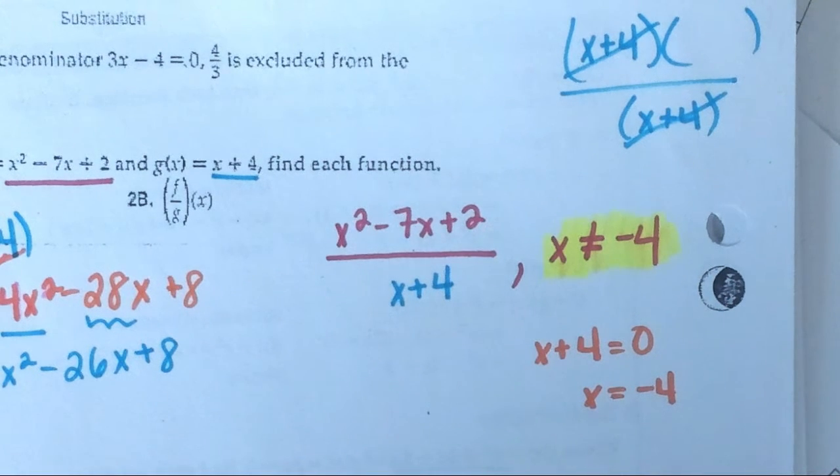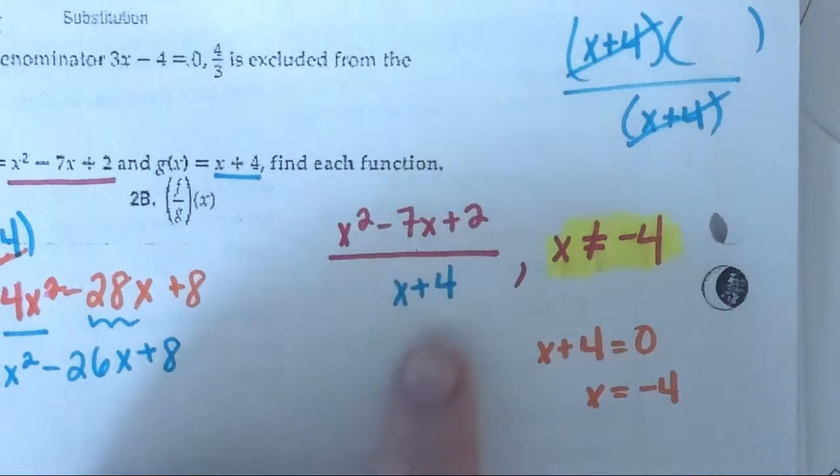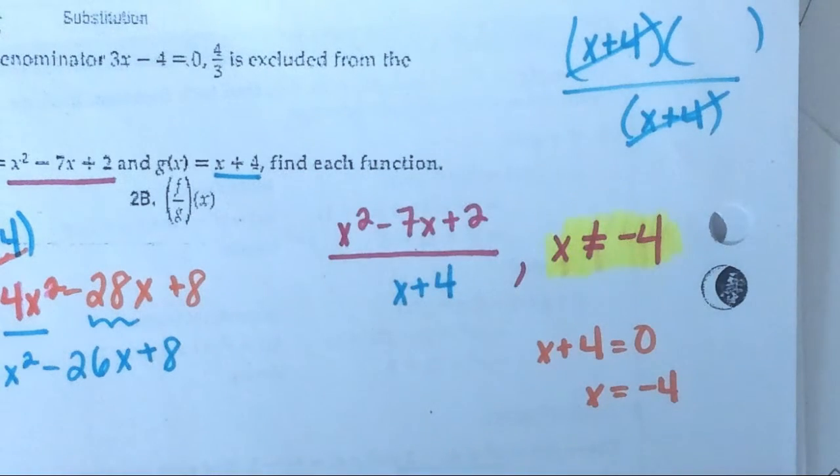In fact, it was worded the way it's supposed to be worded. I don't know if the words came out correctly yesterday or not. It's called a restriction in our domain. And the reason there's a restriction is because if we plug in that number, we would have 0 in the denominator, and that is not allowed in math class.